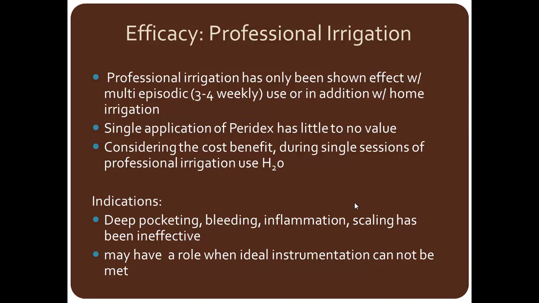So whether that's the patient doing it on their own subgingivally 3 to 4 times a week, or they come to the office and it's done. You may see a patient twice a week for a month or two. That would be a good opportunity when you could do oral irrigation, and it may have a benefit because you're doing multi-episodic use and seeing them several times in a week. Okay. So indications for that are deep pockets, bleeding, inflammation, and when scaling has been found ineffective. It may have a role when ideal instrumentation cannot be met.